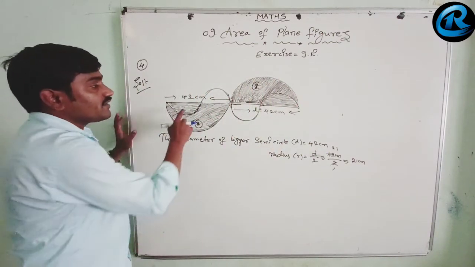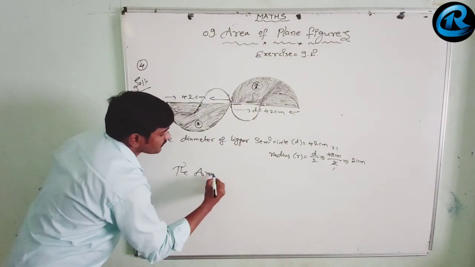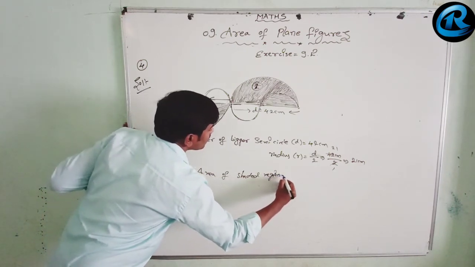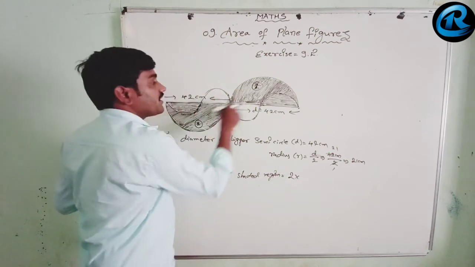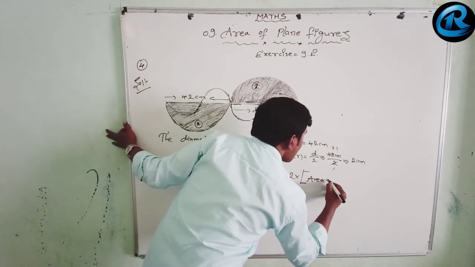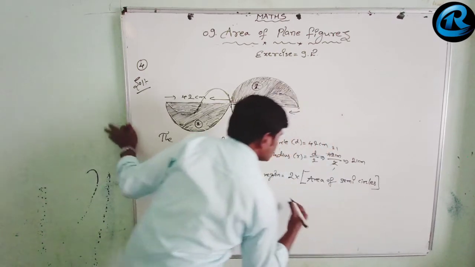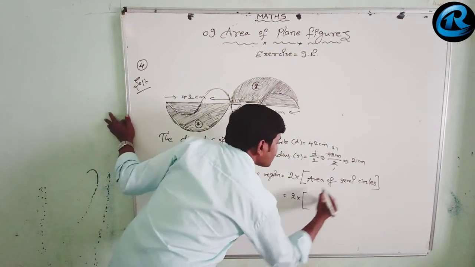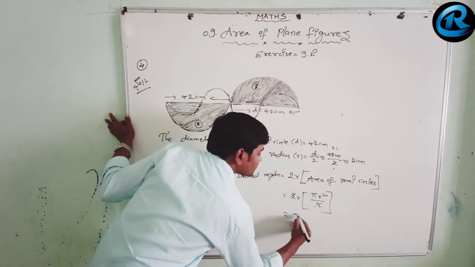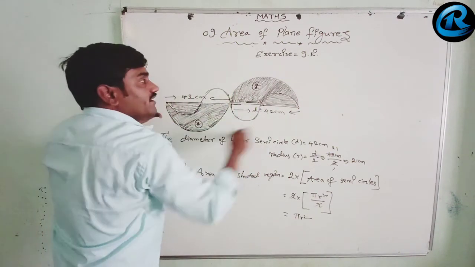Now you have to find out the area of the shaded region. The area of the shaded region equals 2 into the area of a semicircle. The formula for a semicircle is pi r square by 2. Here 2 and 2 get cancelled, that is pi r square. When two semicircles are replaced with each other, they become a complete circle.